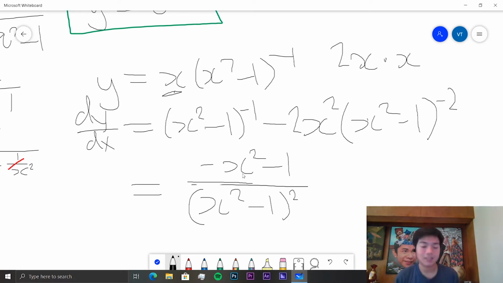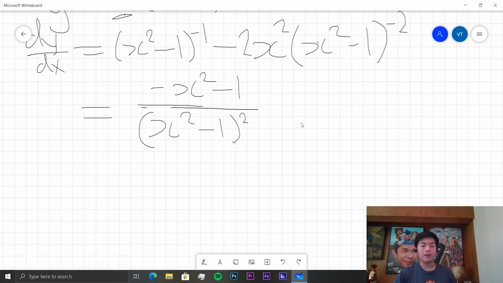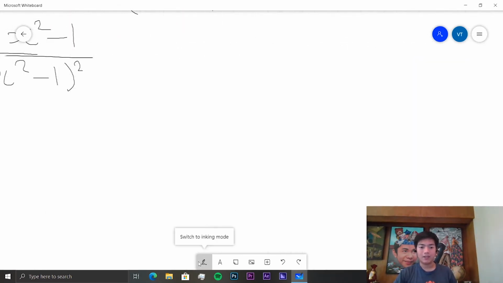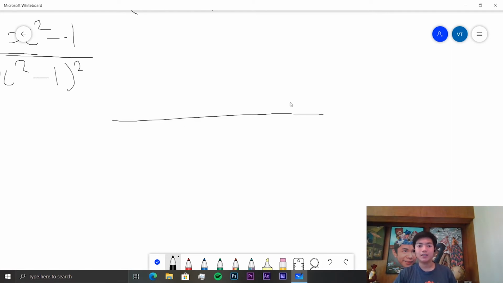And so you can see for all values of x, this will be negative. If x is positive, x squared will be positive, so negative x squared will be negative. And when x is negative, the same. And when x is 0, this will still equal negative 1. So for all values of x, this function will have negative values. So the gradient will have negative values.